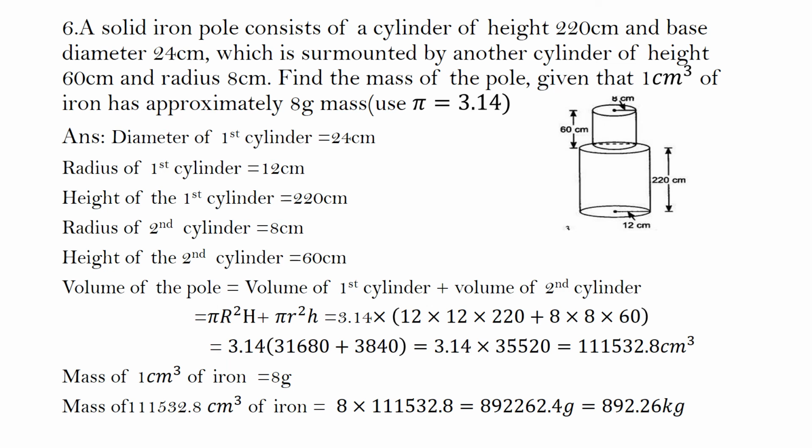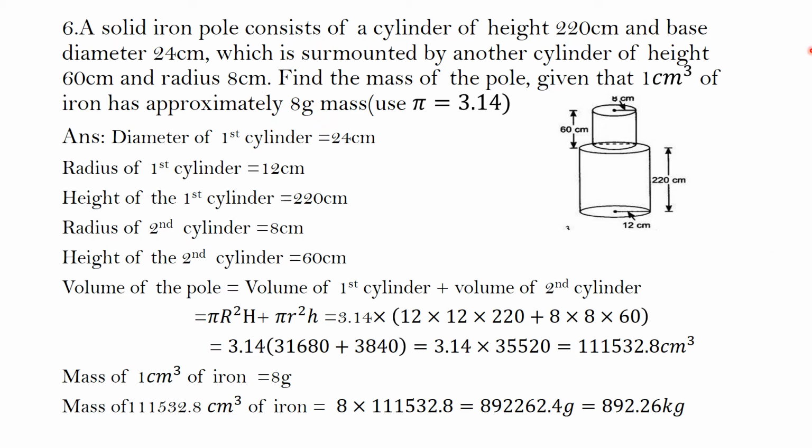Question number 6. A solid iron pole consists of a cylinder of height 220 cm and base diameter 24 cm, which is surmounted by another cylinder of height 60 cm and radius 8 cm. Find the mass of the pole given that 1 centimeter cube of iron has approximately 8 gram of mass.